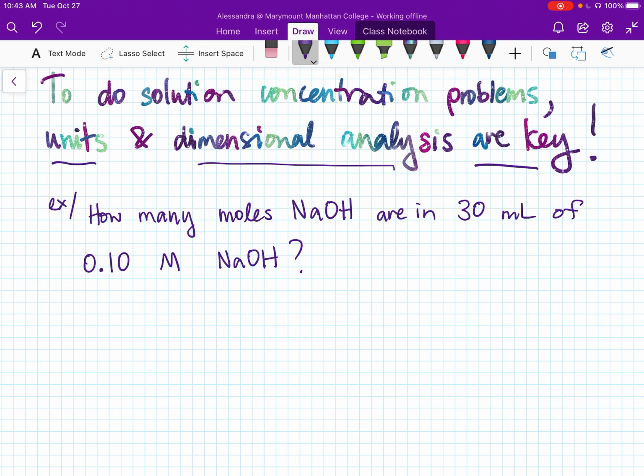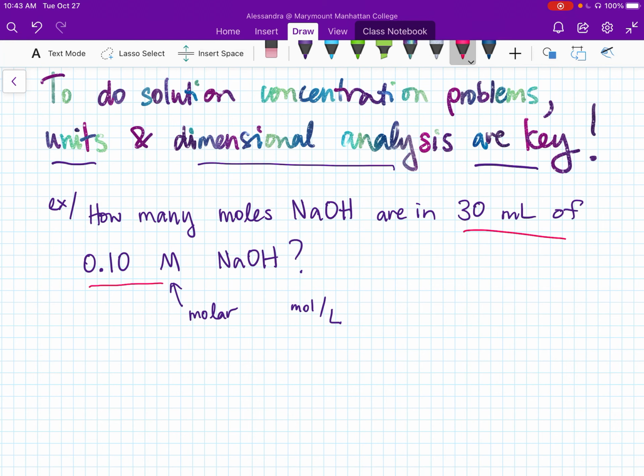Let's take an example. How many moles of sodium hydroxide are in 30 milliliters of 0.10 molar sodium hydroxide? So this big M, we pronounce molar, and it stands for moles per liter. That's just a little review of what molarity is. This is our main unit of concentration in general chemistry. So we can translate the words into math.